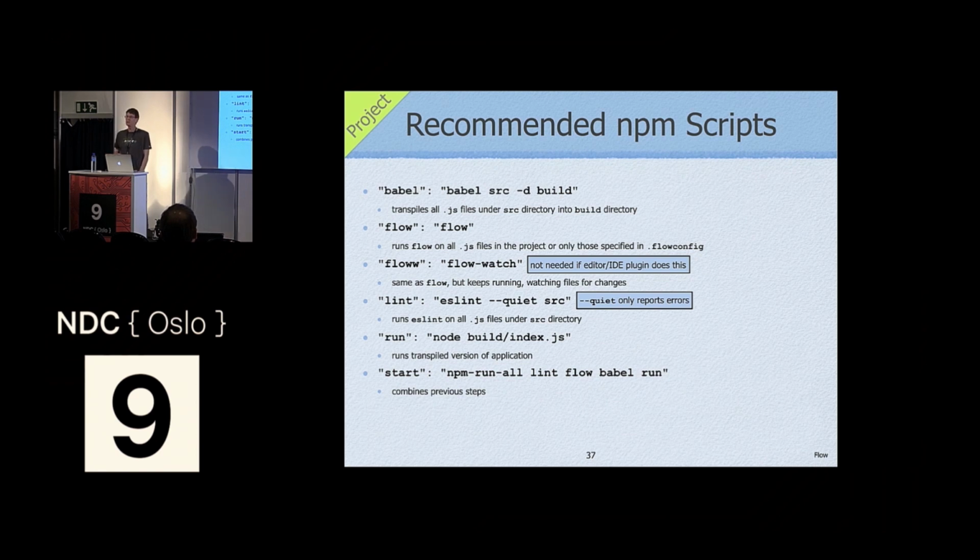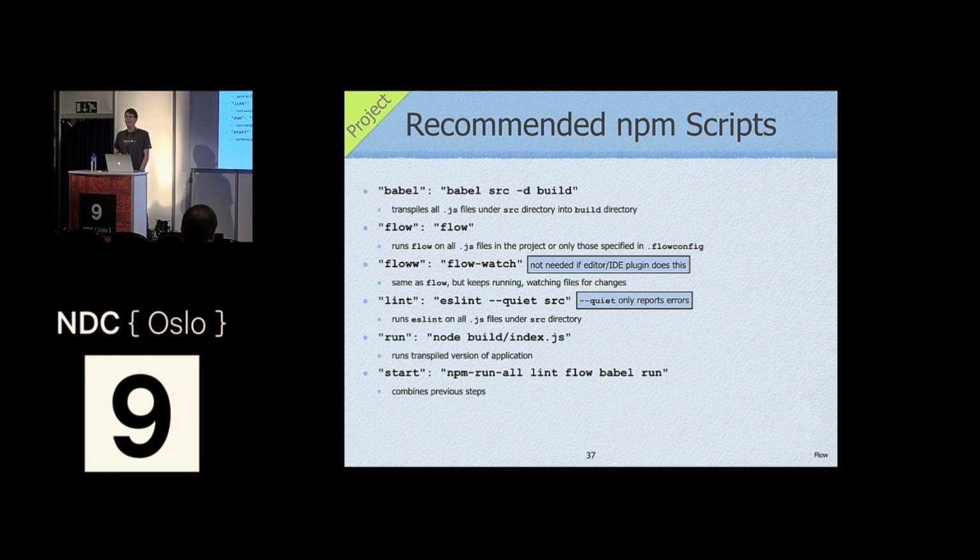These are some npm scripts that I recommend. So you want to have a script for Babel that's going to bundle up all of your code, get it ready to run. You want to be able to run Flow itself. Flow W is just a name I use for the variant that is doing the watch and continually watching my files and running Flow again if anything changes. Then I want to run ESLint, and I have the --quiet option, so it only tells me about errors.